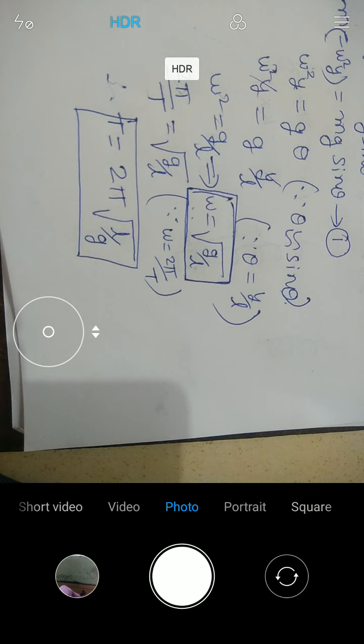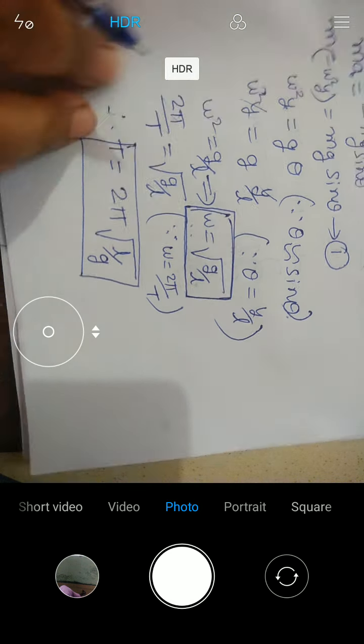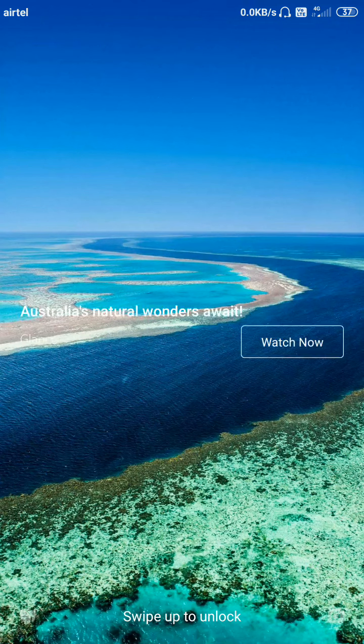Then the last part of this chapter is some definitions we'll discuss. We'll see the definition of forced oscillation. In that, we'll first see what free oscillation means, then forced oscillation.